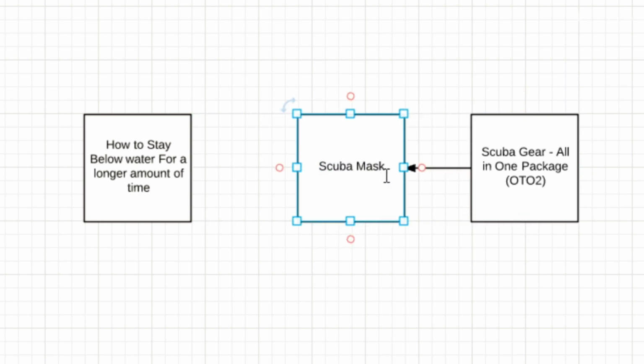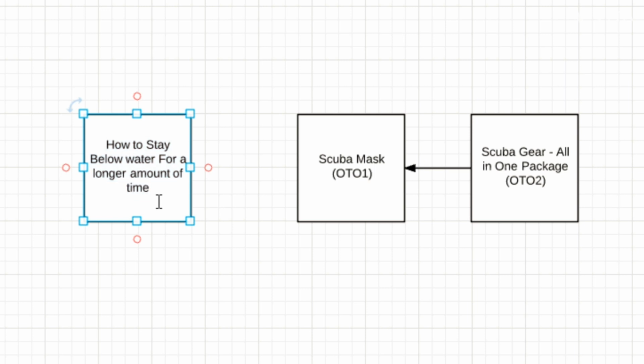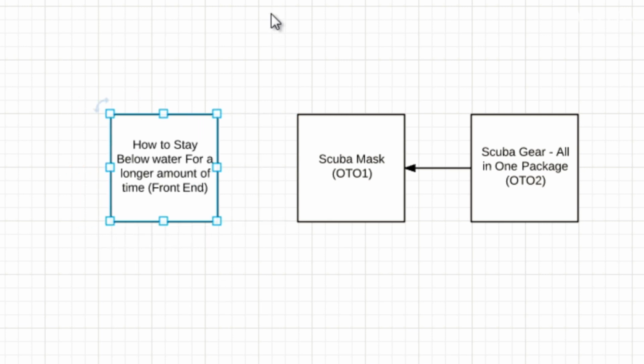So we'll do this as OTO 1, and then maybe a front end offer. So this could be a lead magnet, it could be a front end offer. But let's say, for example, we want to make a course to show people how to stay below water for a longer amount of time, or whatever unique selling proposition that fulfills this, or essentially solves somebody's problem, right?